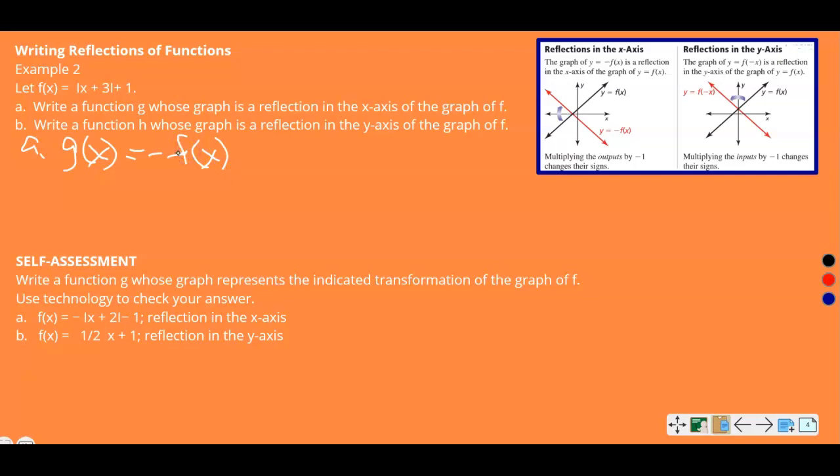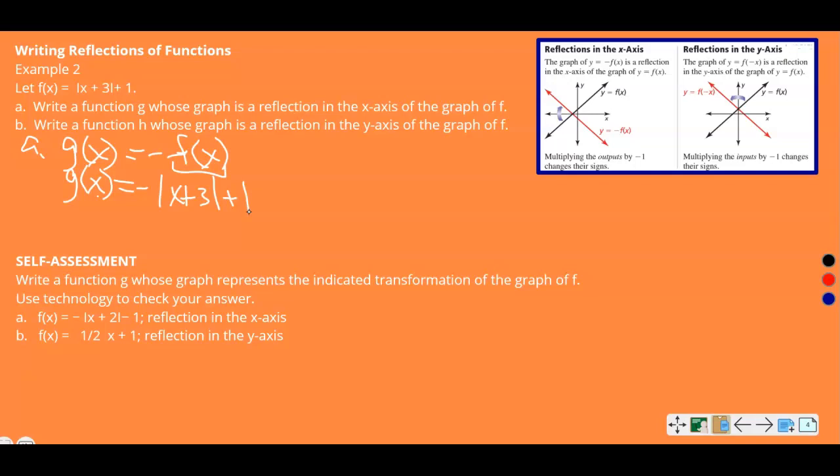All right, now we want to have the opposite of f of x. So we know f of x equals the absolute value of x plus 3 plus 1. So we're simply going to substitute that in. So we're going to have g of x equals negative. Now instead of f of x, we're going to replace this with the actual function, the absolute value of x plus 3, and then plus 1.